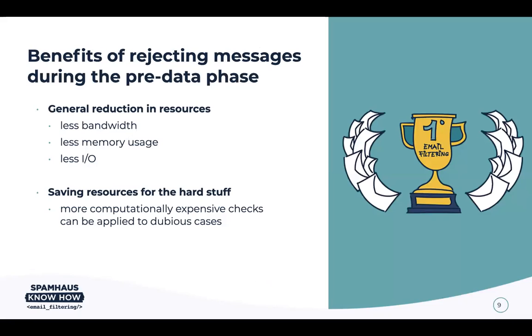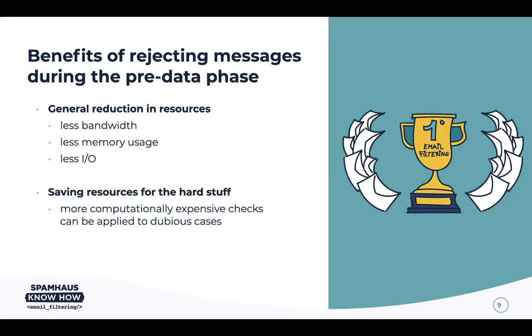So the advantages here are mostly the same as in the previous case. There's a general reduction in the use of resources: bandwidth, memory, storage, things like that. And not to forget storage of the actual messages you would otherwise accept. The messages that you really don't want, you shouldn't spend the money on storing either, and flooding the spam folders.